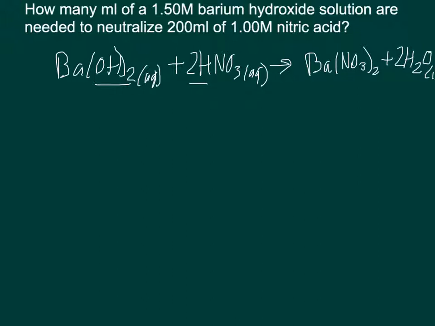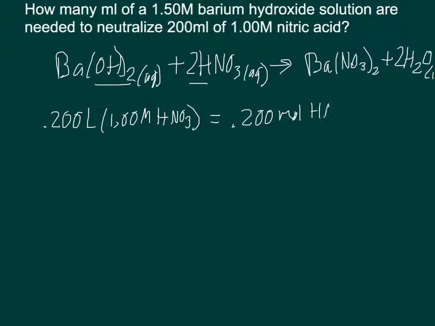Now it's pretty much just a straightforward stoichiometry problem. There's really nothing different to this than when we did it with gases or with grams. So the first thing we need to do is go to moles. So we know we have 0.200 liters times 1.00 molar HNO3, and that's going to give me 0.200 moles of HNO3. Now comes the stoichiometry part.